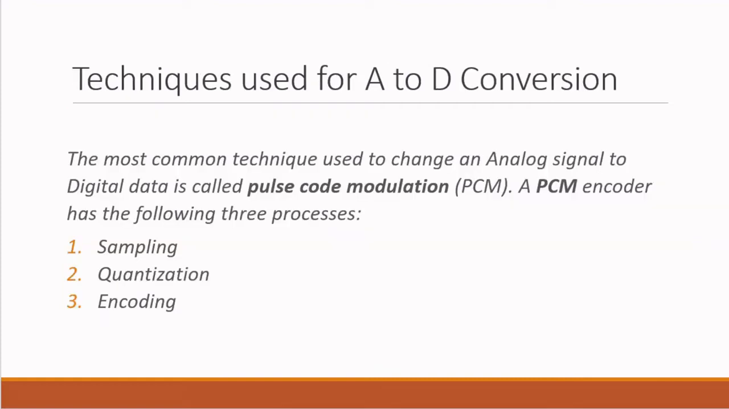Now let us see some of the techniques used for analog to digital conversion. The most common technique used to change an analog signal to a digital signal is called pulse code modulation, or in short PCM. A PCM encoder has the following three processes: sampling, quantization, and encoding. Let us see each of them in detail.